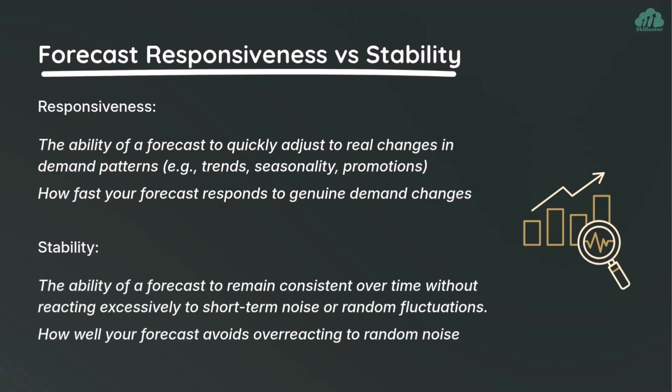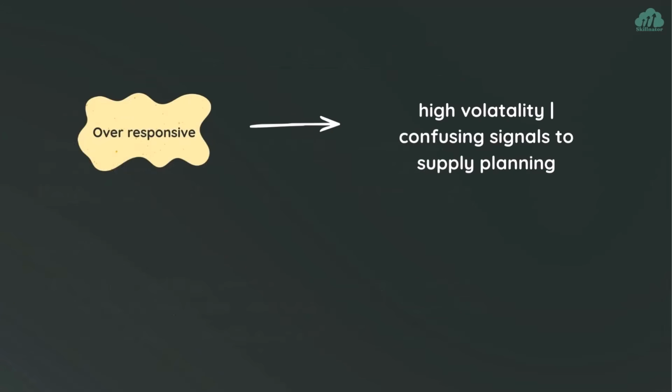Stability, on the other hand, refers to the ability of a forecast to stay consistent over time. In other words, how well your forecast avoids overreacting to random noise in demand. Ideally, you would want to strike a fine balance between the two. An over-responsive forecast will lead to high volatility, which can ultimately give confusing signals to supply and production teams.